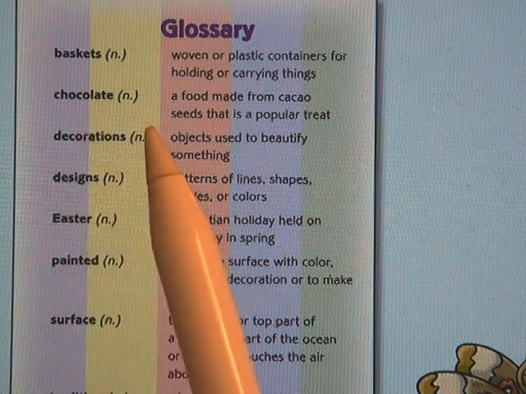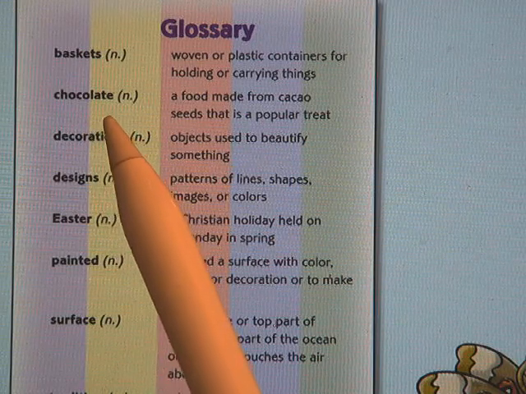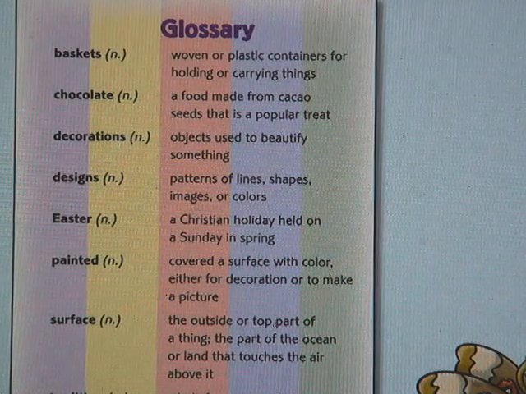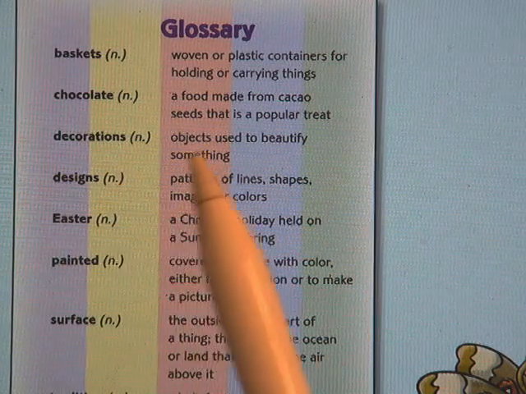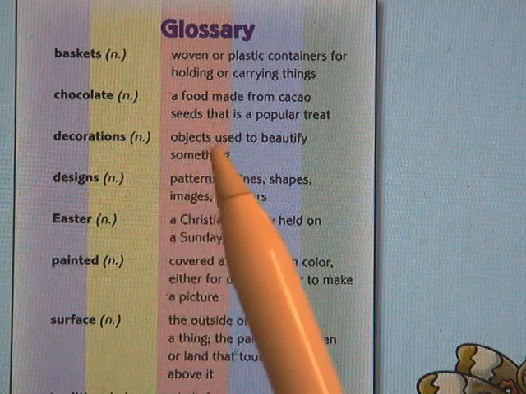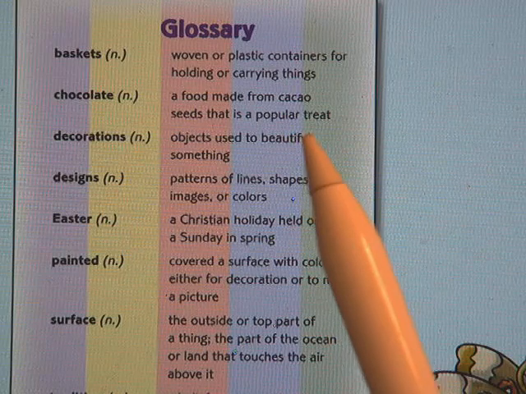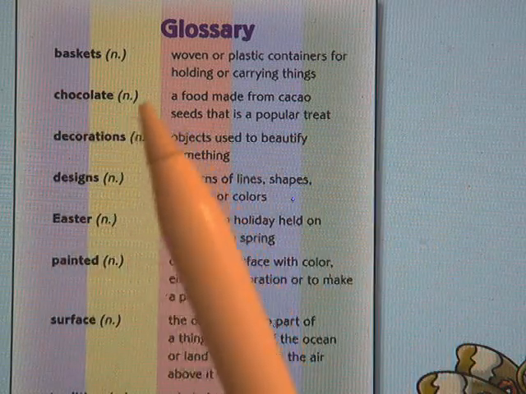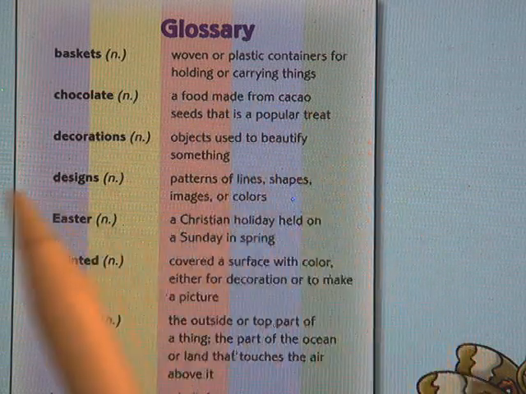The next word is chocolate. Say it. Let's spell it. C-H-O-C-O-L-A-T-E. And again, it is a noun. And we now know that a noun is a person, place, or a thing. In this particular instance, chocolate is a thing. Let's read it. A food made from cocoa seeds that is a popular treat. Say chocolate. Very good. So it's made from cocoa seeds and it is a popular treat.